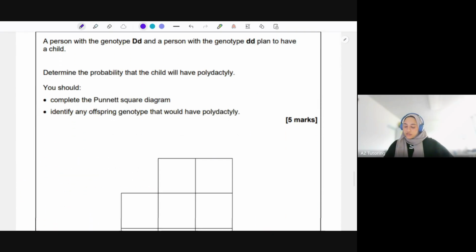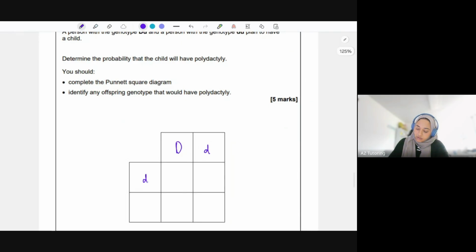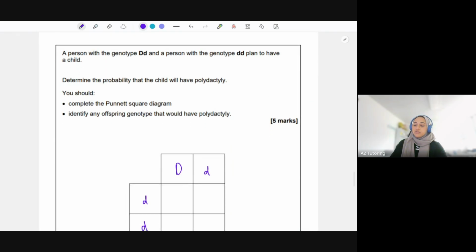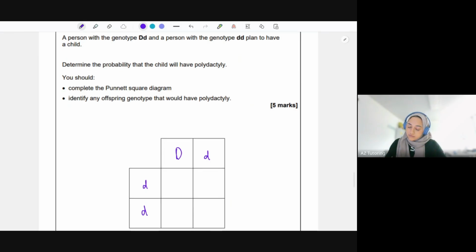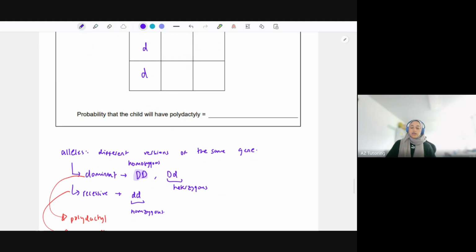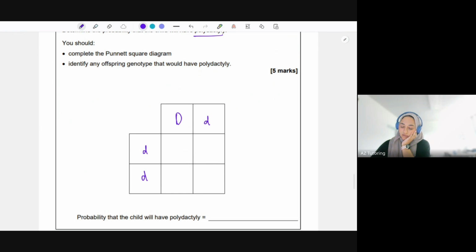Let's go back to this exam question. So a 5-marker. Okay, so a person with genotype capital D, lowercase d, and a person with genotype lowercase d, lowercase d. Remember, genotype is actual genes. Phenotype is what's physically shown because of them genes are expressed. Determine the probability that the child will have polydactyl, knowing that this is a dominant disorder, meaning you only need to have at least one capital letter. So you could have 2 capital letters or you could have 1 and they would get polydactyl. Identify any offspring genotype that would have polydactyl.